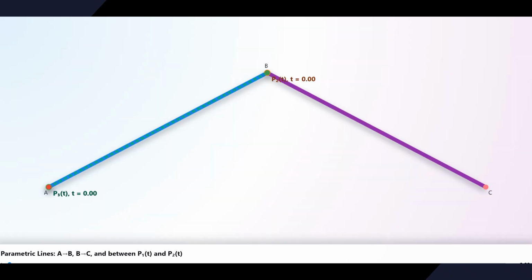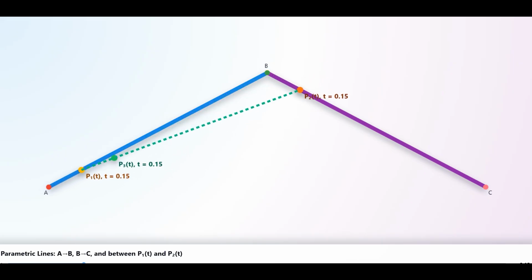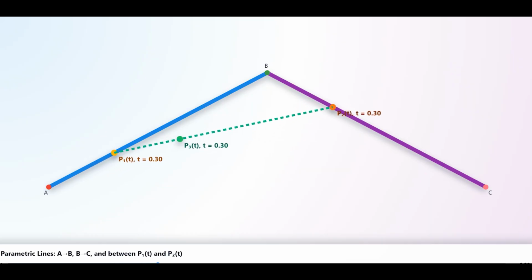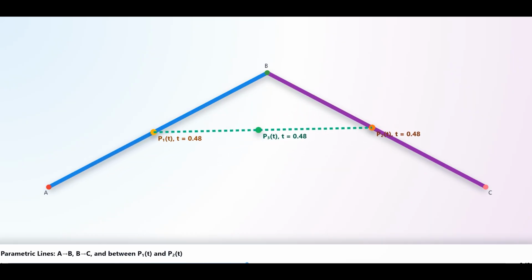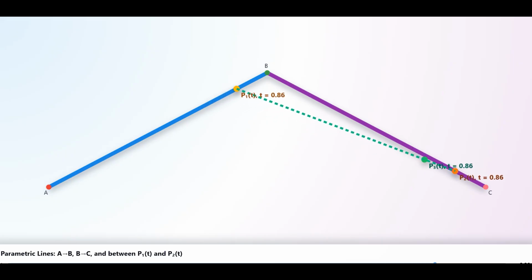So again, we have our example here with our 2 lines, A to B, B to C. We've now got this green dotted line, which is our new line, going from the point we calculate between A to B and the point we calculate from B to C. So now, as we step along the value of t, you'll see the green line moves to carry on being between P1 and P2, and P3 is moving along between these 2 points at the same time.